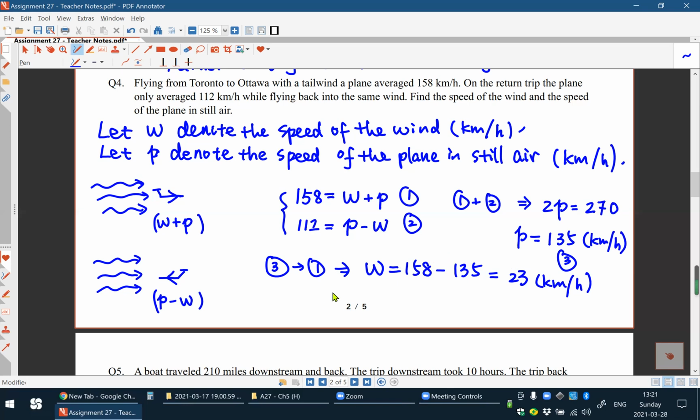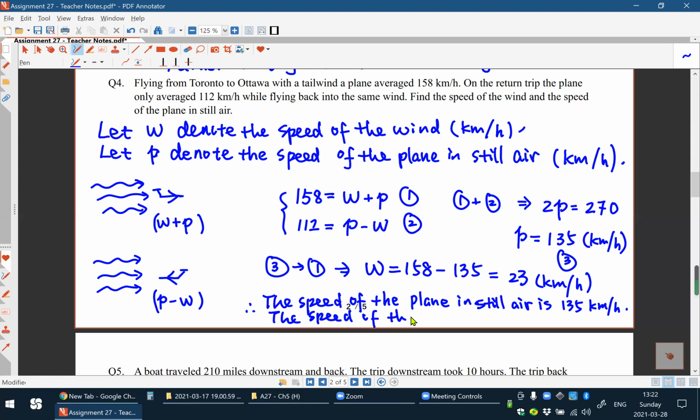Okay, now we have the speed of the plane in still air and the speed of the wind, right? So let's make the conclusion here. The speed of the plane in still air is 135 kilometers per hour. And the speed of the wind is 23 kilometers per hour.